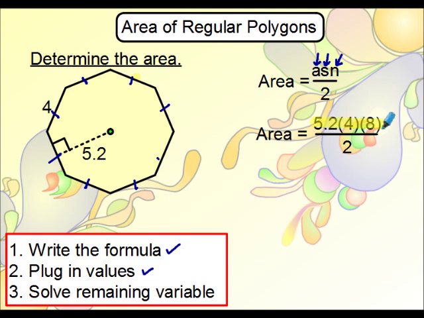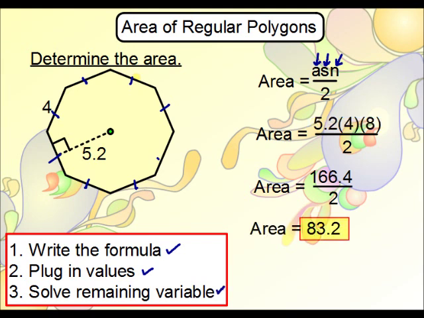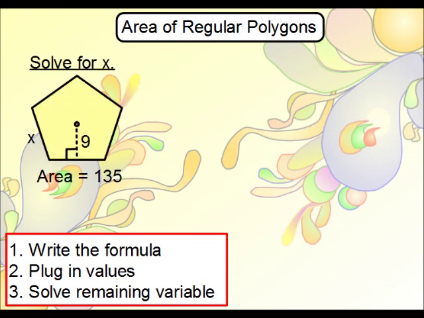Okay, let's finish this off here. We're going to multiply the top here, and then we'll divide by 2. And that's our solution. Okay, let's do another one. Let's this time do a problem where we already know the area. So the area is 135 square units. Determine the length of each side here, x.